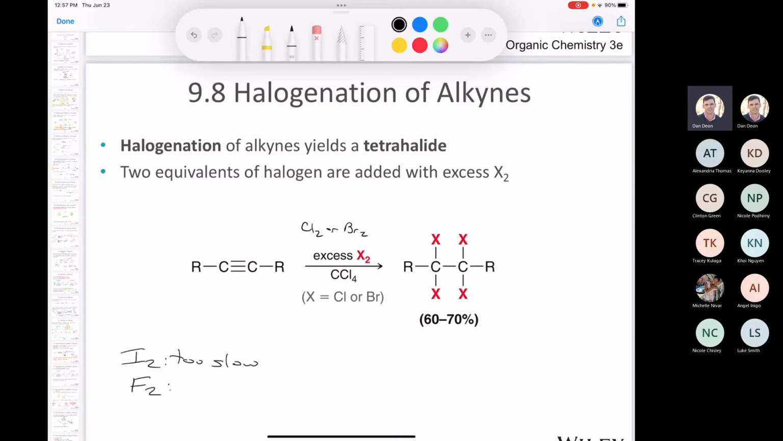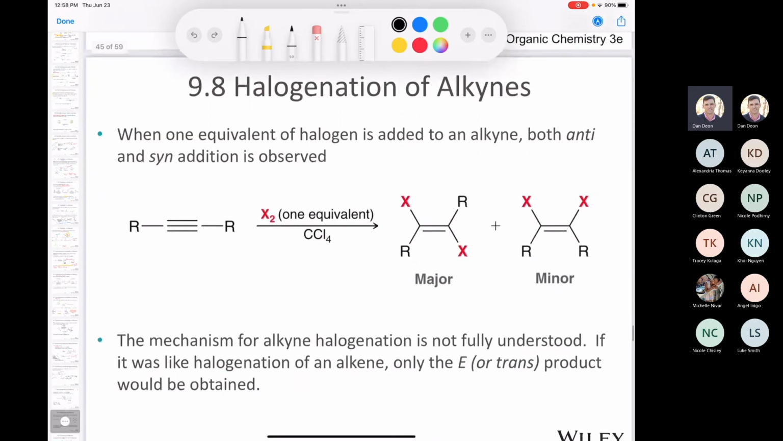And then you can imagine with fluorine, it's the opposite. It's too fast to the point where it's violent and can cause an explosion. So we generally speaking frown on that kind of stuff. Now, if you're wondering, what if you used exactly one equivalent instead of excess? Instead of adding too much, just add 1 mole for every 1 mole of your starting material. And the answer is you can do that. We add 1 equivalent of the halogen, and that will give us a mixture of anti and syn addition to give us a mixture of the E and Z product.